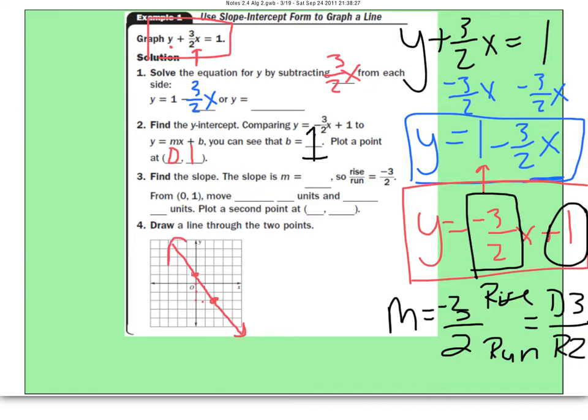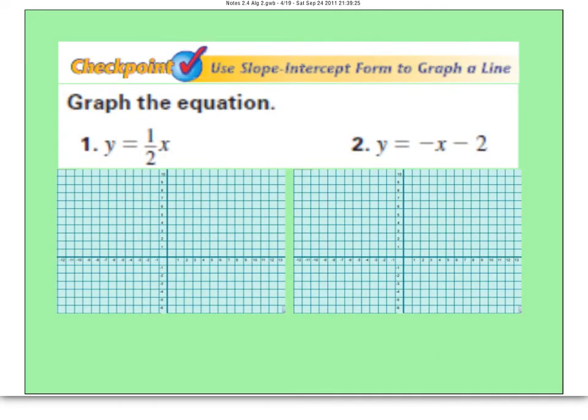Now, if you want to fill in the blank here, they're going to say, where's that second point land you? Well, this lands you at 2, negative 2. Let's look at 2 more examples.